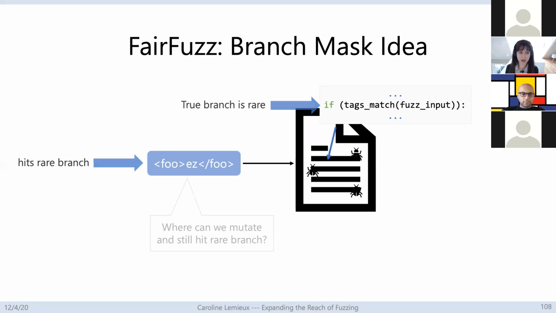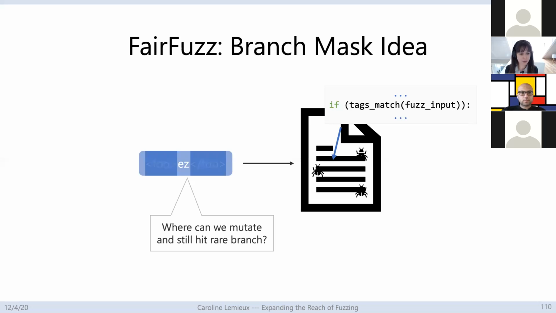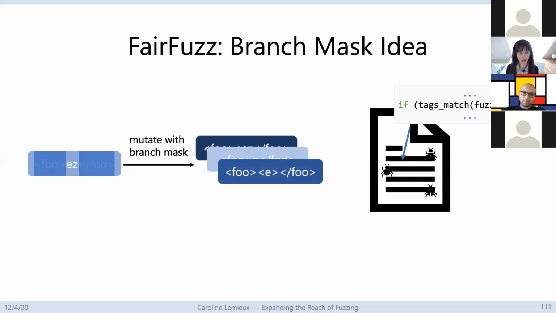Now what we want to do is figure out where we can mutate this input and continue to hit that rare branch. And for that, it turns out that the text in between the tags, you can still mutate that and hit the rare branch. And now, instead of mutating totally randomly, you're going to mutate with this branch mask so that you're only touching those middle bytes. And the likelihood of these mutants still satisfying that condition is much higher.